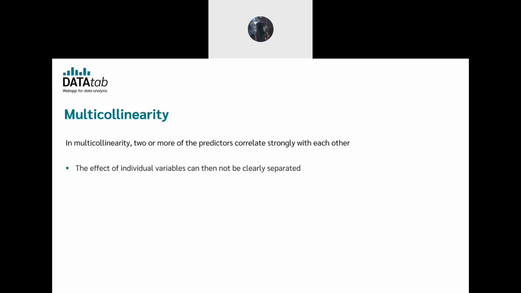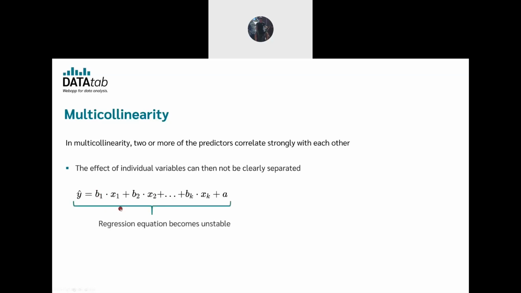Let's look at the regression equation again. We have the regression variable here, each variable with the respective coefficient. If there is a high correlation between x1 and x2, if these two variables are almost equal, then it is quite difficult to determine p1 and p2. If both variables, the regression model does not know how to determine p1 and p2. This means that the regression model becomes unstable.